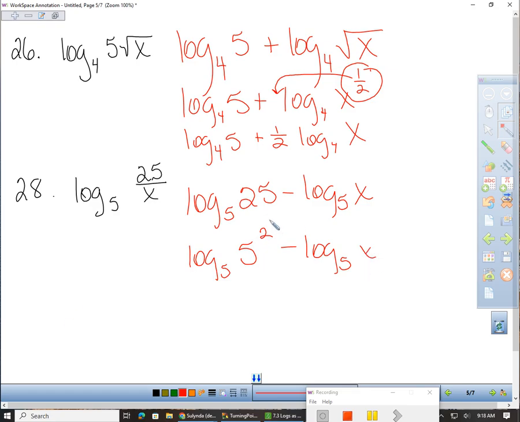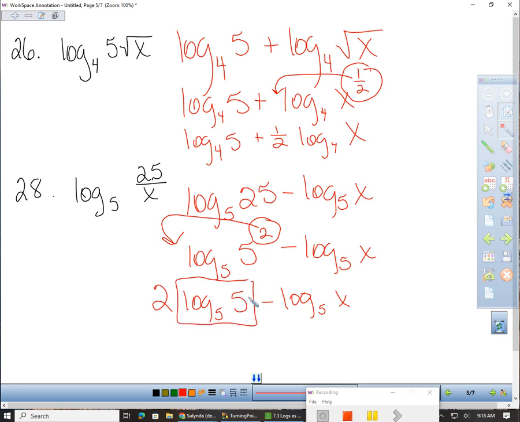And of course the squared right here gets to go out in front. So I have 2 log base 5 of 5 minus log base 5 of x. And of course our final property that we talked about, log base 5 of 5 equals 1. So 2 times 1 is 2 minus our log base 5 of x. So this one was a little bit trickier.